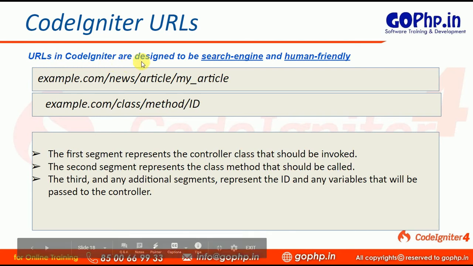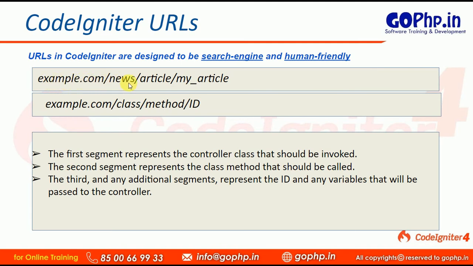And this is exactly the first point here: URLs in CodeIgniter are designed to be search engine and human friendly. Right, so the architecture of the URL, can you see here? This is example.com, news, article, my article. These are all the segments, right? So what exactly is a segment? What is news? What is article? What is my article? We are going to explain the same here.